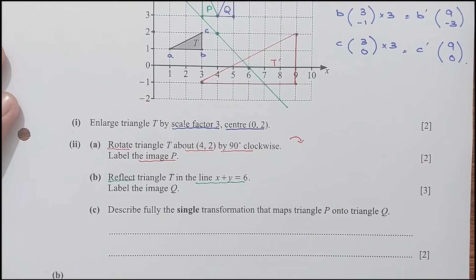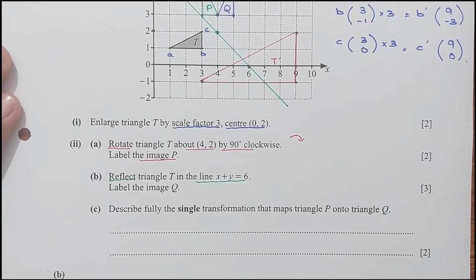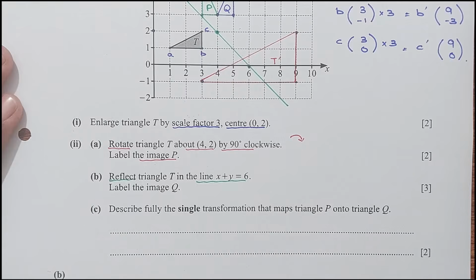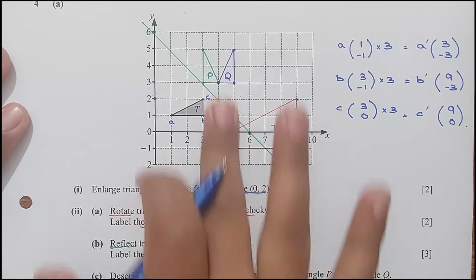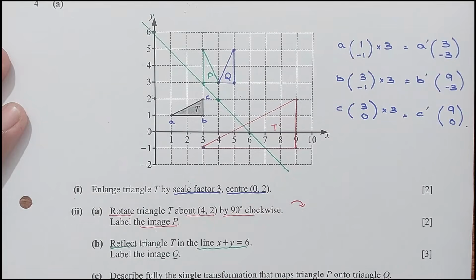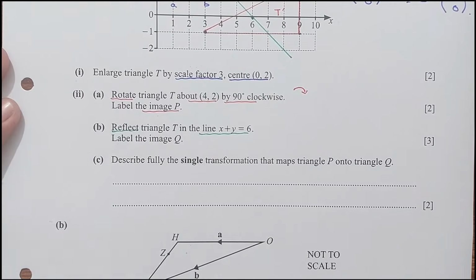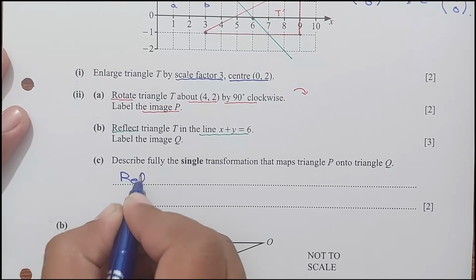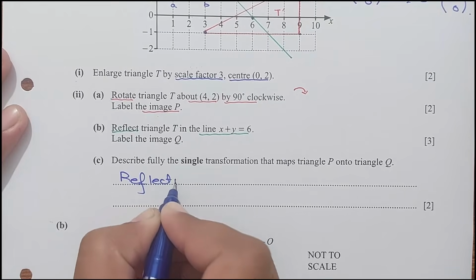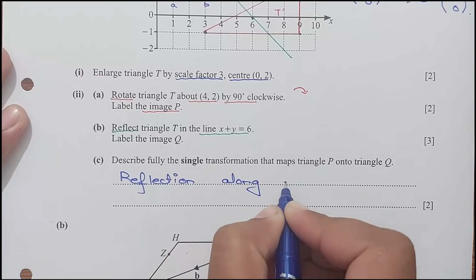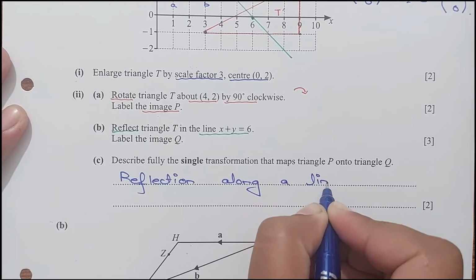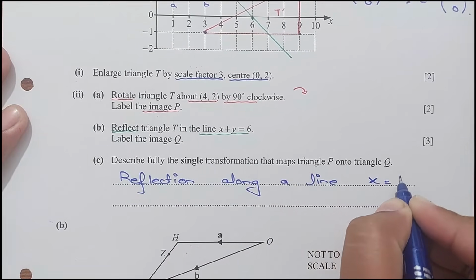Now for part C, describe fully the single transformation that maps triangle P onto triangle Q. So P onto Q, this is a reflection along the line x equals 4. Right. Reflection along the line x equals 4.